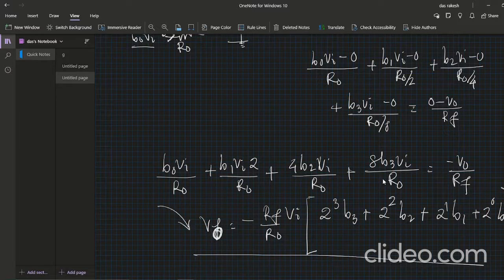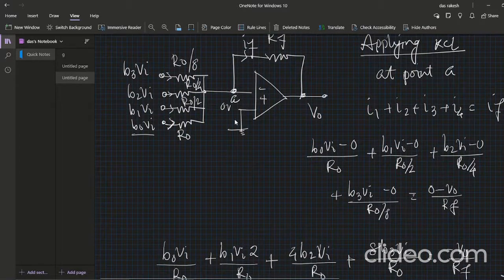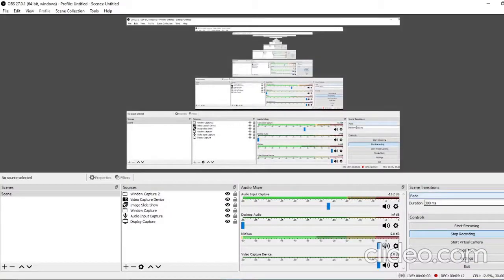This is the output voltage at the operational amplifier output. So 4 digital inputs are applied here, and depending on the corresponding input, the output produces the analog voltage.